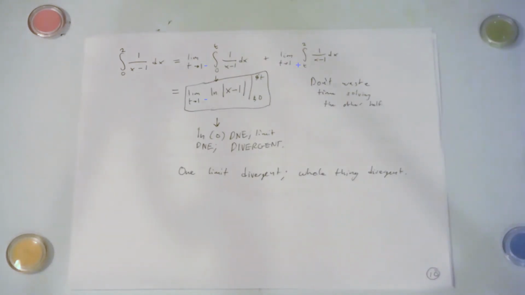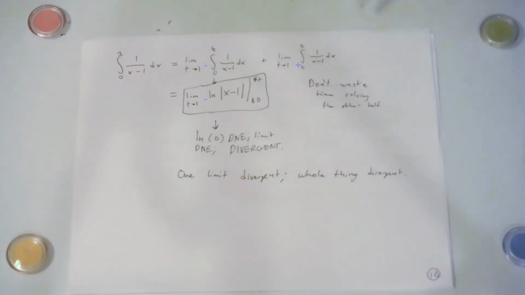Let's take a look. As we might expect, we break that integral up into two parts. The first limit is the limit as t approaches 1 of the integral from 0 to t of 1 over x minus 1 dx. The second is the limit as t approaches 1 of the integral from t to 2 of 1 over x minus 1 dx. Calculating the first integral, we get the limit as t approaches 1 of the natural log of the absolute value of x minus 1, evaluated to t and 0. The natural log of 0 doesn't exist, making the entire integral divergent.